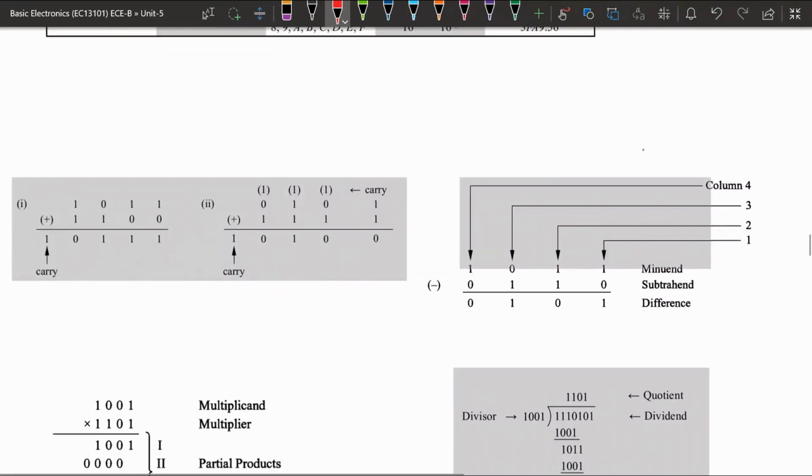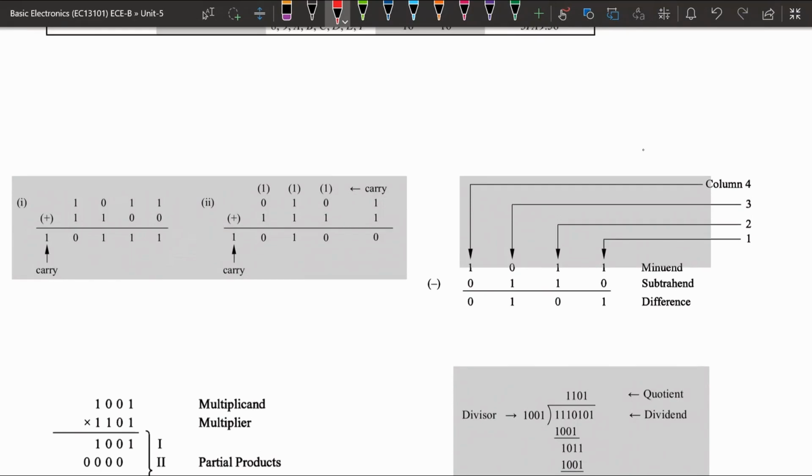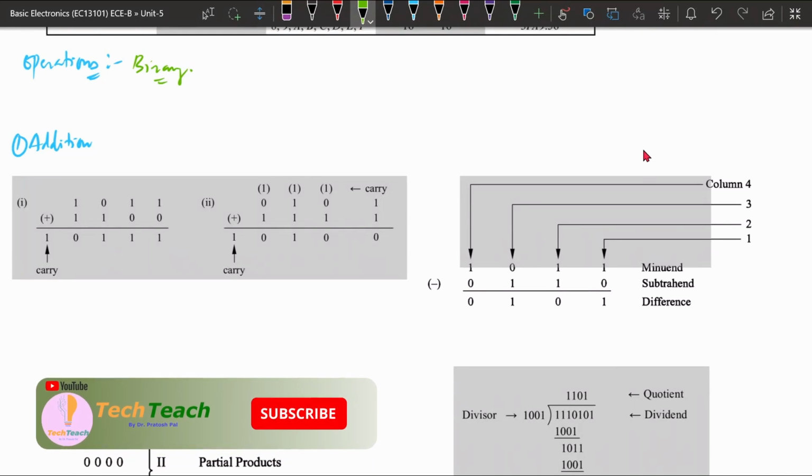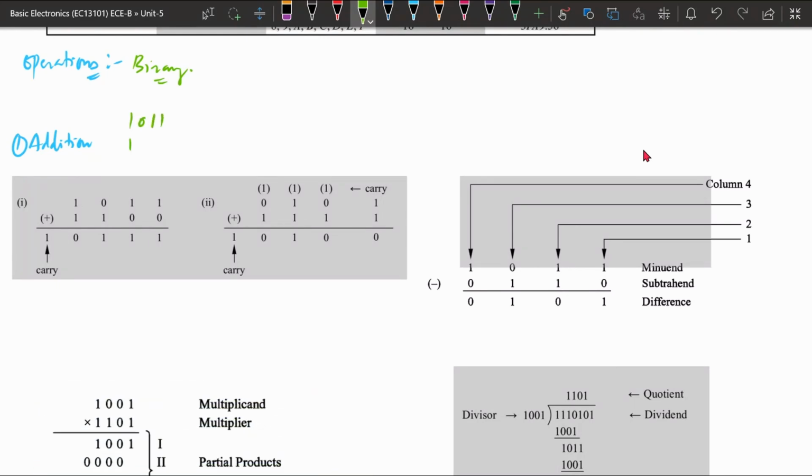Next we will see some operations on binary digits. In terms of operations, we will see binary addition, subtraction, multiplication, and division. In case of addition, suppose there are two numbers, one is 1011 and another one is 1100. If these two numbers are there, we need to add them.